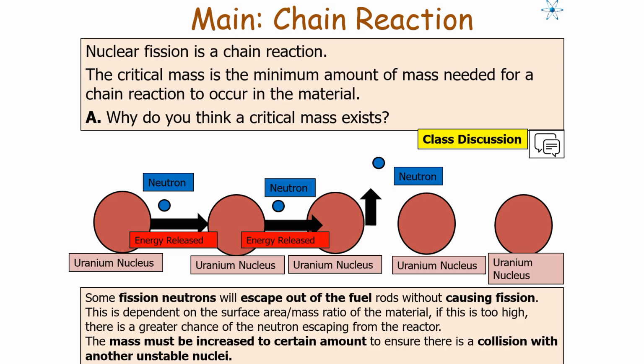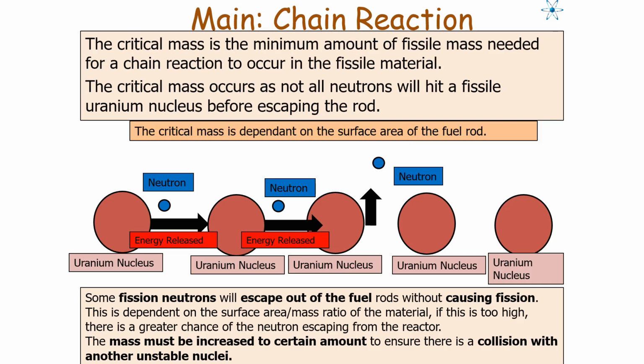But some of the fission neutrons will escape out of the fuel rods without causing fission because they'll just not encounter another nucleus of uranium. So it's dependent on the surface area to mass ratio of the material, because if it's too high, there's a greater chance of the neutron escaping from the reactor without encountering a nucleus which it can then fission. So the mass has to be increased to a certain amount to ensure that these neutrons, when they're produced in the fission process, will collide with another unstable nuclei. So the critical mass is dependent on the surface area of our fuel rod. So the critical mass occurs as not all the neutrons will hit a fissile uranium nucleus before escaping the rod.